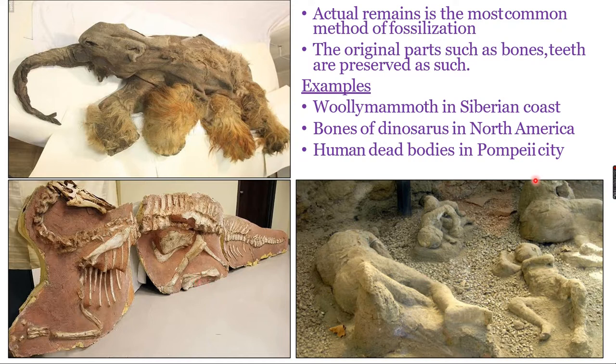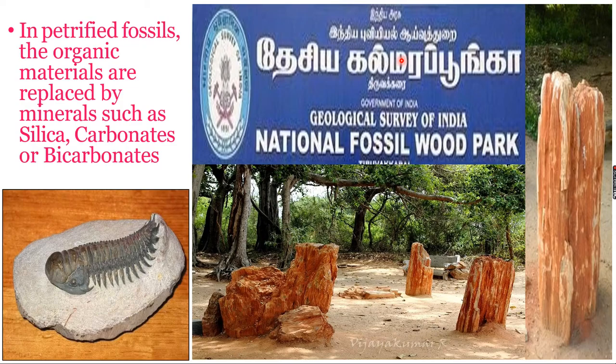And one more important thing you can see is Pompeii city. Where you can see several human beings and animals who lived in the ancient city, preserved by volcanic ash. The volcano gushed out. What is the name of the volcano? Mount Vesuvius. When the volcanic ash gushed out, all the people, human beings and animals, were preserved as dead bodies. You can see the human dead bodies in Pompeii city. All these are examples of actual remains. The original hard parts like bones and teeth are preserved as such. It is called actual remain.